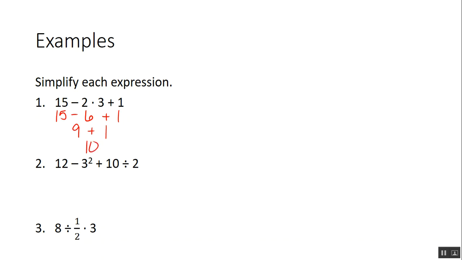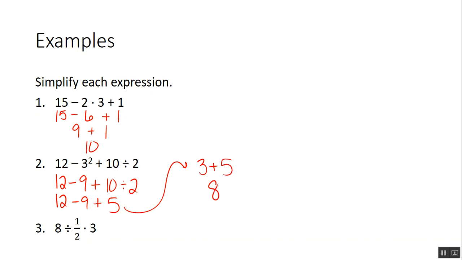In example 2, 12 minus 3 squared plus 10 divided by 2. We don't have any parentheses or brackets or grouping symbols, so we're going to go on to the exponents. So we need to simplify 3 squared, and 3 squared is 9, so it becomes 12 minus 9 plus 10 divided by 2. Now we have subtraction, addition, division. We want to do division next, so 12 minus 9 plus 5. Subtraction and addition, we go left to right, so that is 12 minus 9 is 3, bring down the plus 5, 3 plus 5 is 8.